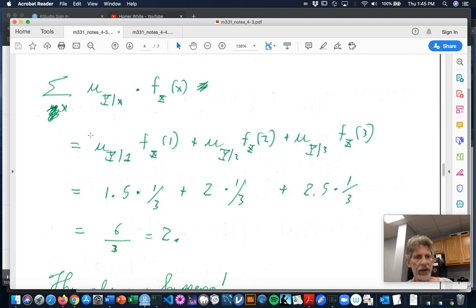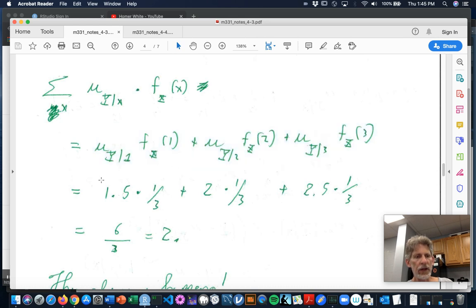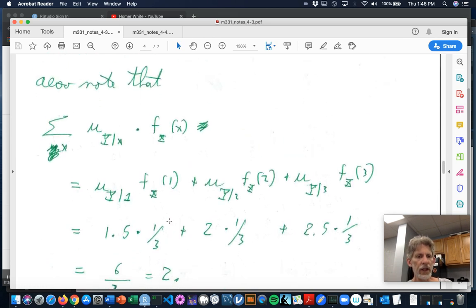So that, by definition, would be this sum here. And we figured these things out. This mean was 1.5. This mean here was 2. And this mean here was 2.5. And the marginal on x was 1/3 each time. And so you're doing 1/3 of 1.5 plus 2 plus 2.5. That's actually 1/3 of 6, which is 2. And so that's kind of interesting.